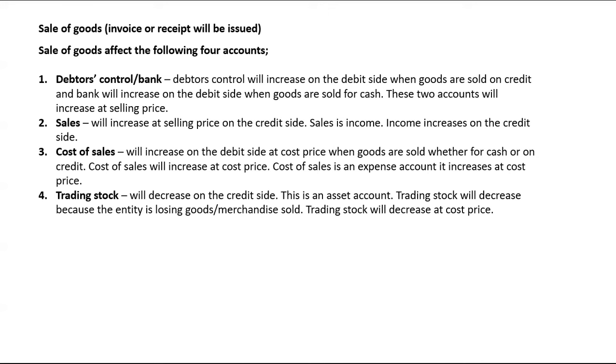Now, when you pair these, please note that these two must be at cost price and those two must be at selling price. Obviously, subject to number one being either debtors control or bank, depending on how you sold those goods. I hope this is making sense.